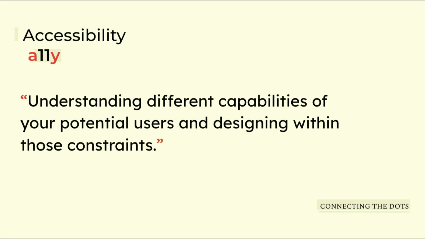I'm pretty sure all of you here have heard various definitions of what accessibility actually means. I really love this particular definition: understanding different capabilities of your potential users and designing within those constraints. It helps convey that knowing the users is the key to the problem. You understand their capabilities and their constraints when designing for them, and work towards the technology from there and not the other way around.